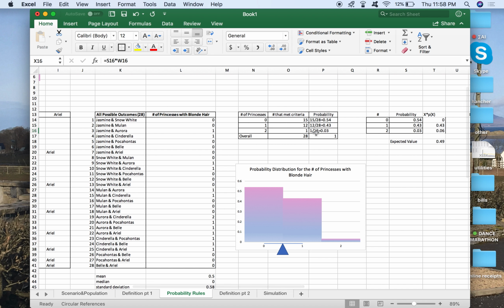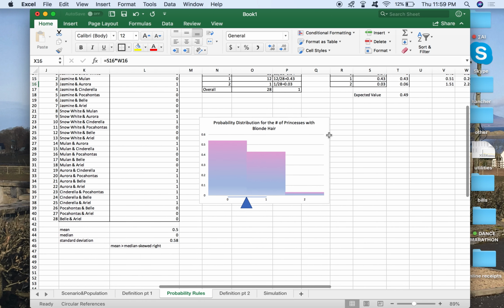So I made a probability chart and listed the number of princesses that I was looking for that had blonde, and then the number that met the criteria of this chart. And we see that the only time there were 2 princesses that had blonde hair, that only happened once, since Aurora and Cinderella can only be paired once, and the amount of times that 1 appeared was 12, and 0 blonde princesses happened 15 times. So I found the probability of this, and all of these probabilities add up to 1.